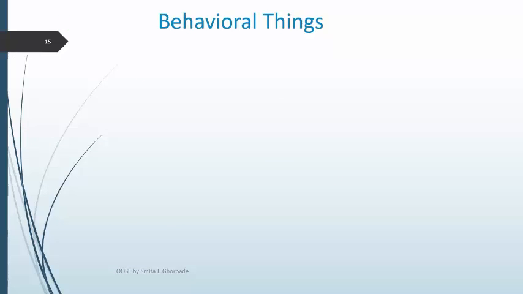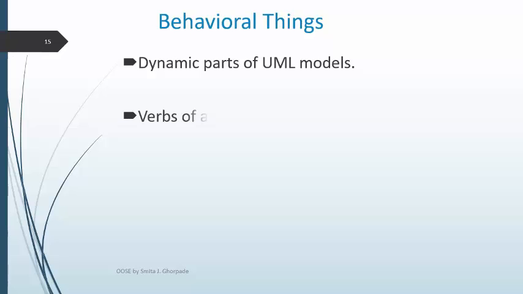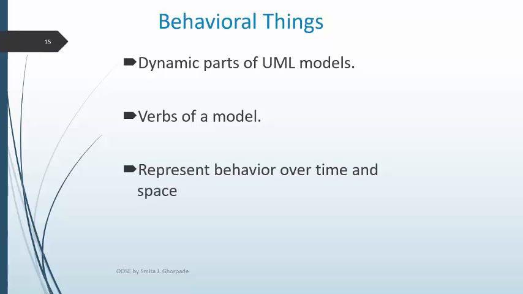Now we are going to discuss behavioral things. Behavioral things are the verbs of a UML model, such as interactions, activities, and state machines. They show the dynamic parts of UML models. The different behaviors of the system, and what types of interactions occur with the system, can be modeled. It is the verbs of a model and it represents behavior over time and space.